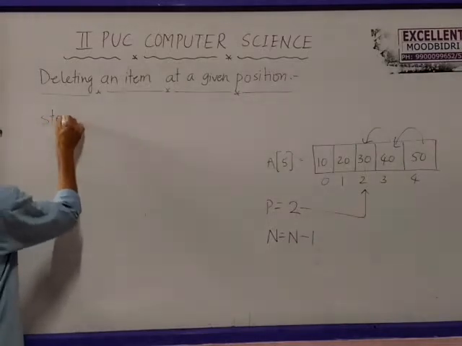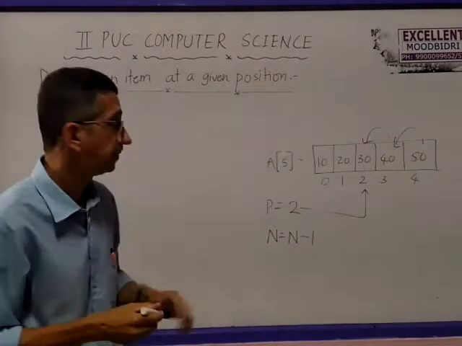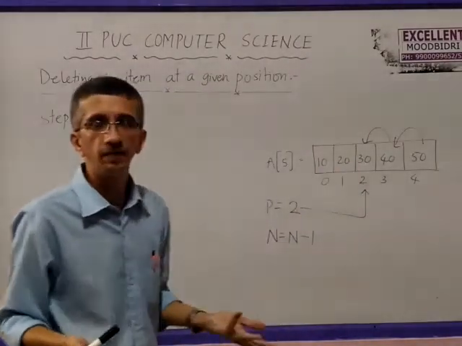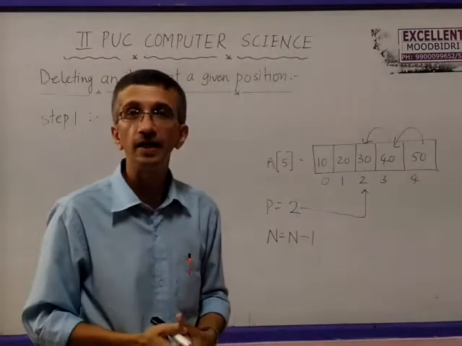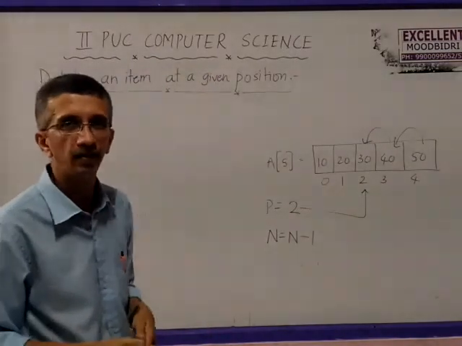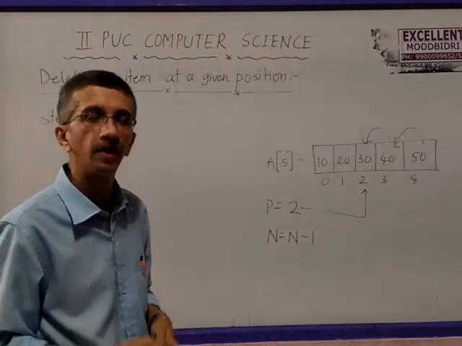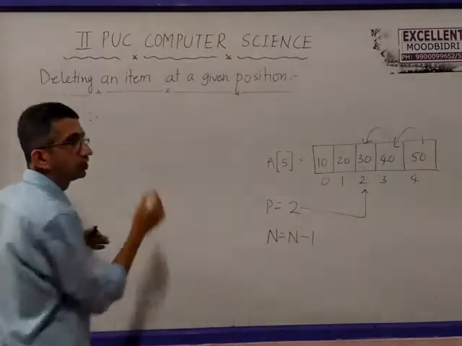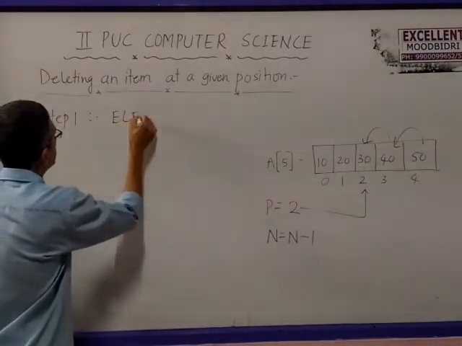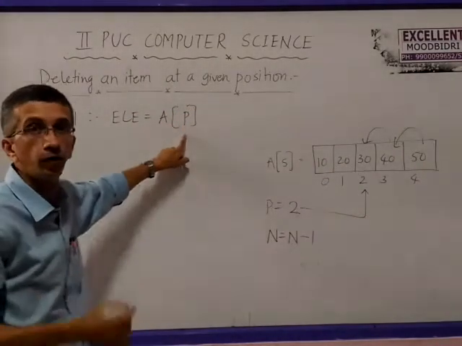Step 1. Now here, when you delete an item, like 30 is overwritten, this item is not available. So in case you have to display which is the deleted item, you must store it in a separate variable. That we can also do. So in case we have to display which item is getting deleted, then we have to store it before you shift the items. So we have element is equal to A of P, where P is the index where we have to delete.